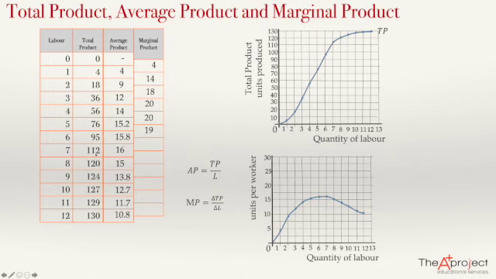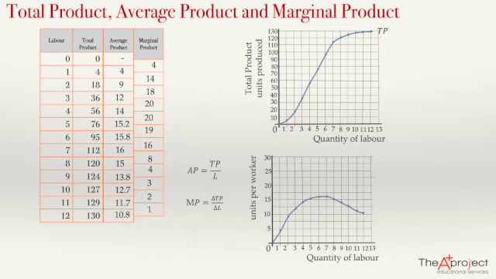From 95 to 112, the change was 16. And you notice now that the marginal product is decreasing. From 112 to 120, the change was only 8. From 120 to 124, the change is 4. From 124 to 127 is 3. From 127 to 129 is 2. And finally, the last marginal product is 1.